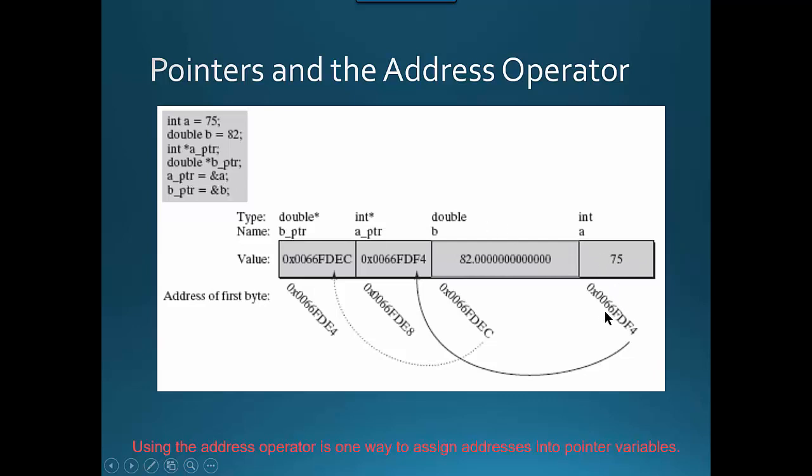And we can see the address of a is 66FDF4, and that's what actually ends up as the value of a pointer. So the value of a pointer is the address of a. This next statement, set b pointer equal to the address of b, we're saying take the address of b, which is not 82, it's 66FDEC, and assign it as the value of b pointer. So b pointer has 66FDEC, which is the address of b, in it.